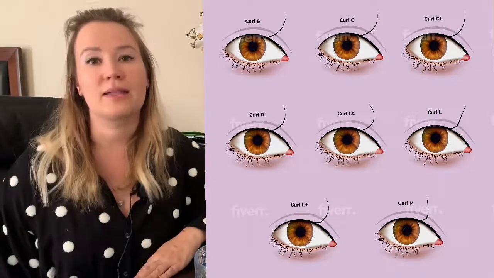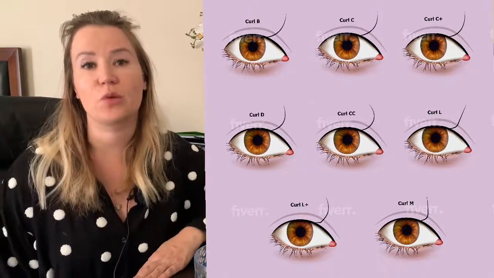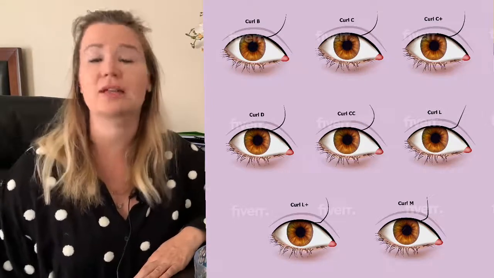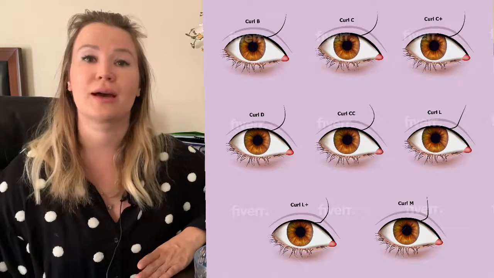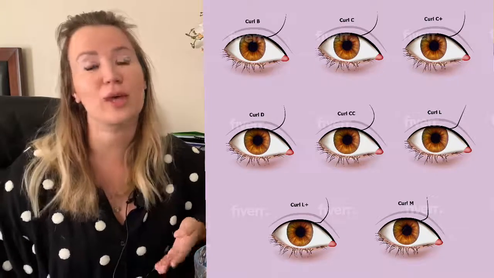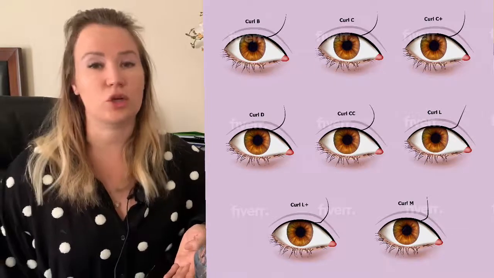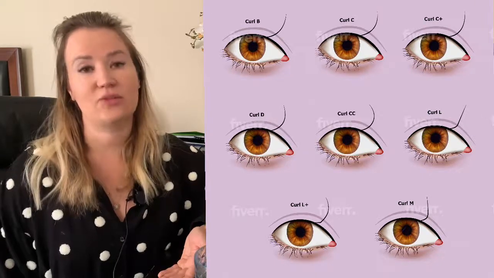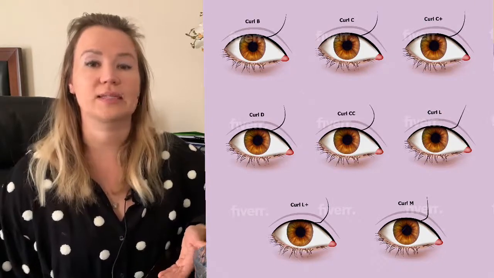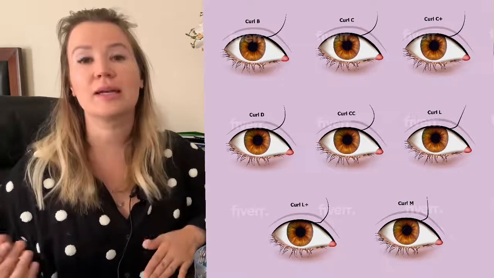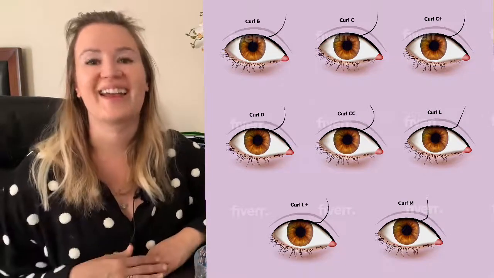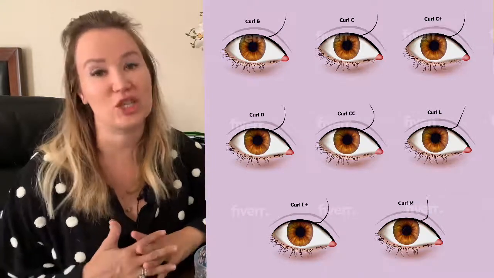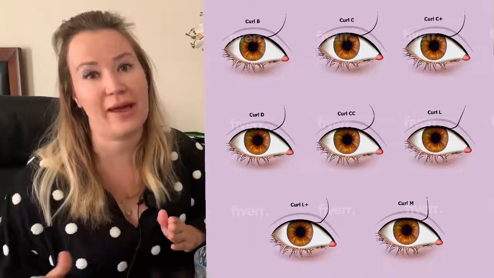No, it depends. If you wanna correct a certain asymmetry, or if the client wants a really dramatic look, you can use a D curl. However, you're gonna have to be aware, and the client is gonna have to be aware, that since it's a curlier curl, the retention could potentially not be as good as with a flatter curl.